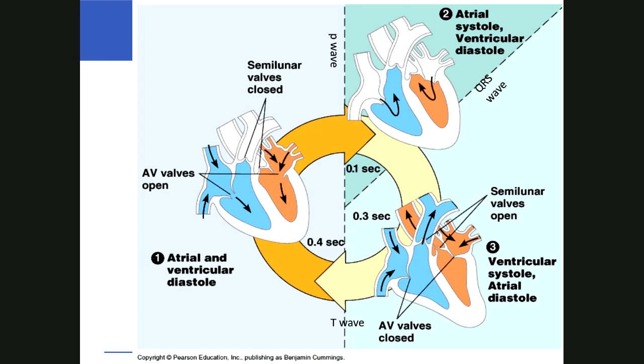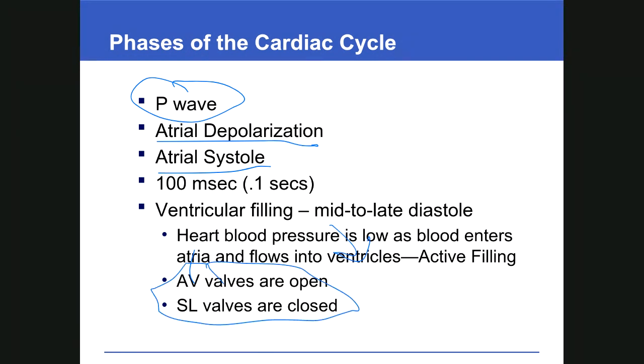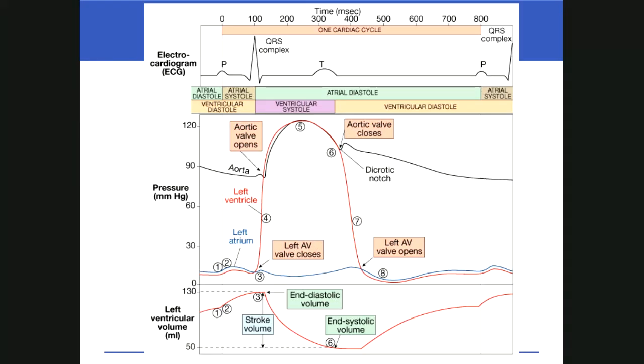So we're going to have the P wave. We're going to get atrial depolarization, atrial systole. Whatever blood is left in the atria is going to get pushed down into the ventricles. Here's what the valves are doing. And that's this period right here. That's this period right here.